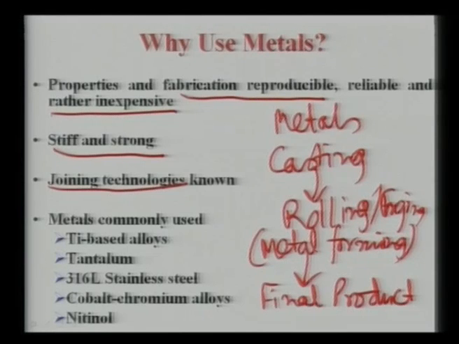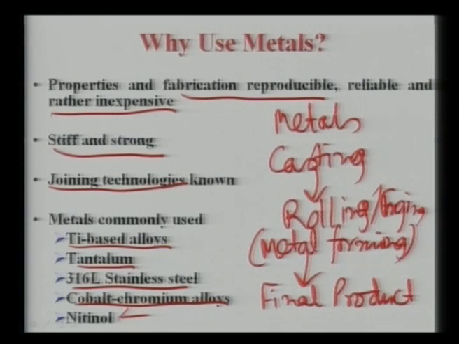Now the metals most commonly used for these kinds of biomedical applications are titanium based alloys, tantalum, 316 stainless steel, cobalt chromium alloys, and nitinol. If you recall yesterday's lecture, I told you that nitinol is a shape memory alloy. Cobalt chrome alloys can be used as the knee joint, and stainless steel is used mostly as plates or screws. Titanium based alloys can be used as the stem of the artificial hip, that is, the total hip replacement part. So these are the standard uses of these different metallic materials.